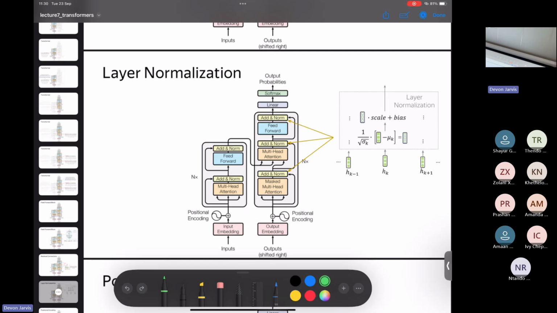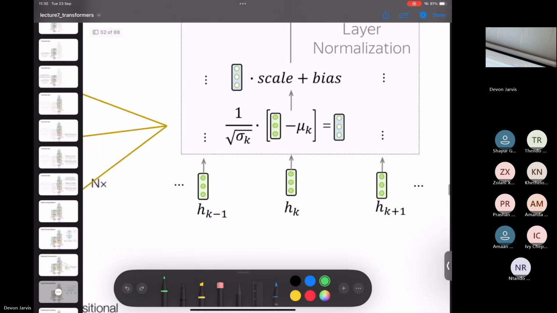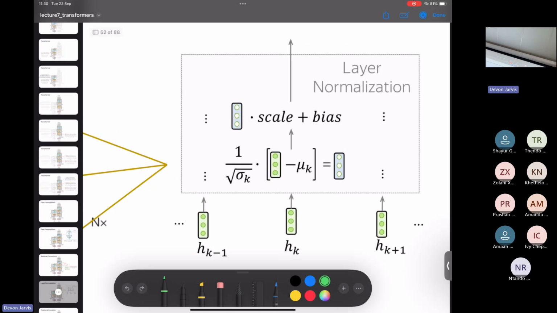What we're going to do is take the output of all of our token embeddings, right? So you get your token at time step k, you have k minus 1, you have k plus 1, and all you're going to do is get the average of the dimensions of those tokens, going horizontally through them. That's a bit sloppy. So you get the average for all of the dimensions of these tokens, and you also get the standard deviation of it over here, right?